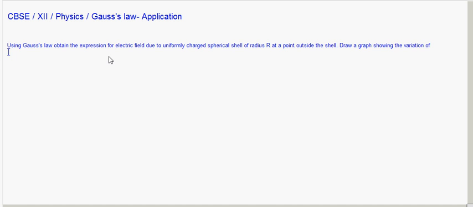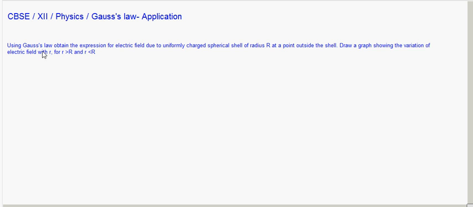Variation of electric field with r, small r, for r greater than capital R and r less than capital R. So here small r is some r, the value changes, so you have to show the graph for r greater than the radius and less than the radius.